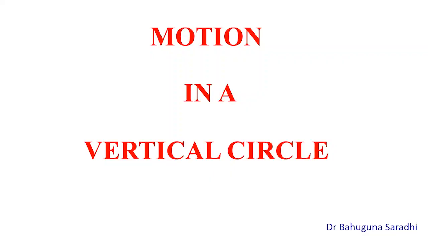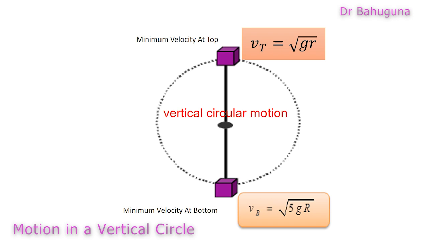Motion in a vertical circle. When a body is moving in a vertical circle, to continue to be in the vertical circle, what are the minimum velocities it has to maintain at the top and at the bottom of its path? At the top, the minimum velocity is root of gr, where r is the radius of the circular path, g is acceleration due to gravity.